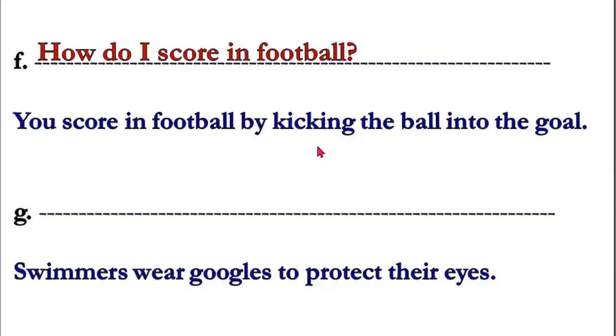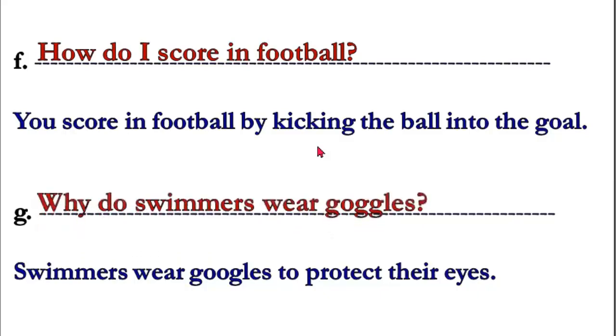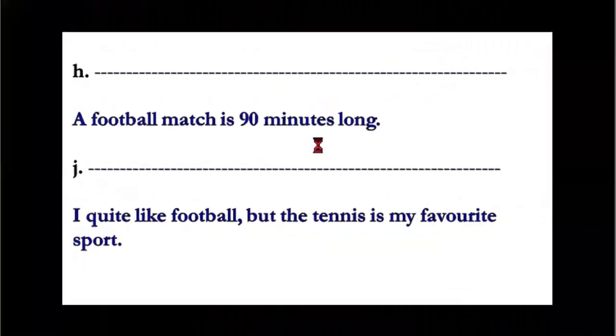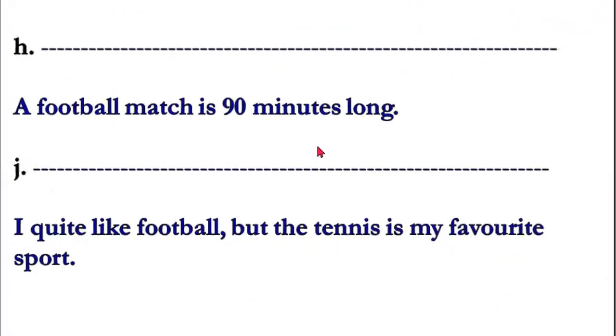Question for sentence G. Swimmers wear goggles to protect their eyes. I'm asking, I think, about a reason. Yeah, exactly. So you use why. Why do swimmers wear goggles? As you notice here, we have to know the question words in order to be able to ask a question.